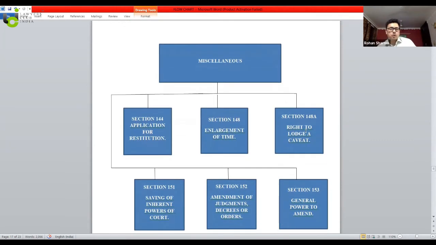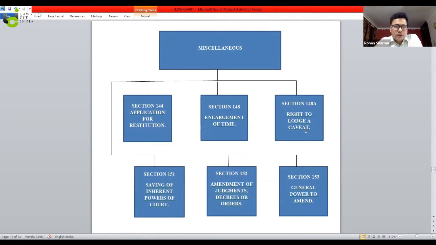Okay. Now, these are your miscellaneous set of sections which you resort to. Section 148, when you seek enlargement of time from the court. Let's say you're filing a written statement and you're not able to file it within a specific period, then you seek time from the court. Then, of course, the court grants you time, but there has to be a law under which the court will grant you time. That law is outlined under Section 148.